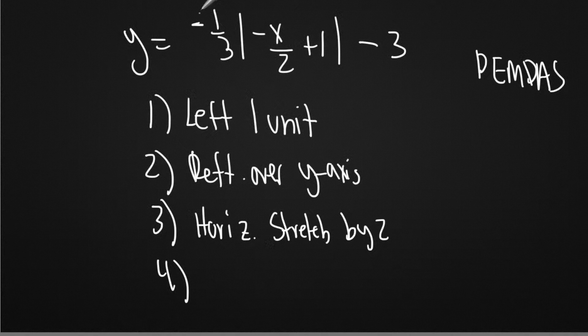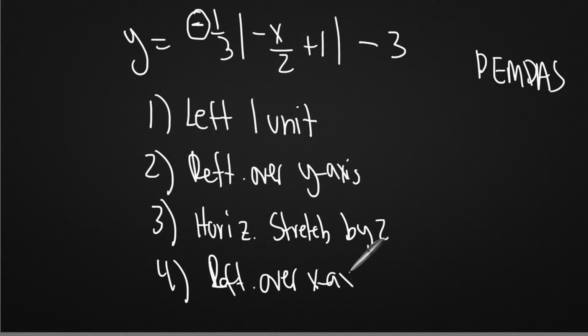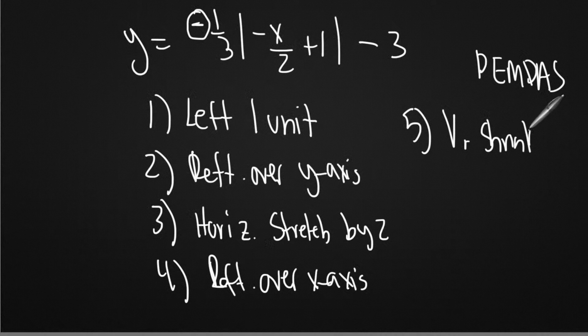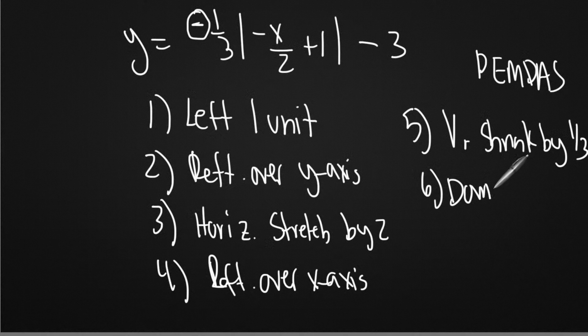So multiplying a function by a negative is a reflection over the x-axis. And then multiplying an entire function by a constant of 1/3 is going to be a vertical shrink by 1/3 and then down 3 units. And if you practice this, you will be able to identify all the transformations in whatever problem we give you.